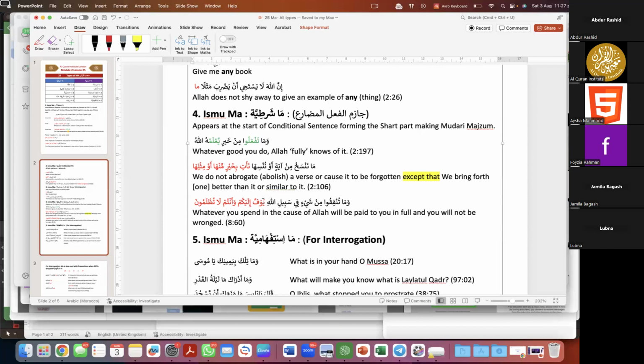Nati is we bring. Until we bring. Nati, I do not do this until I bring another similar one, or a better one, or mislihaa, similar.